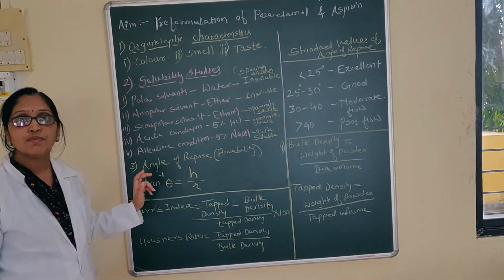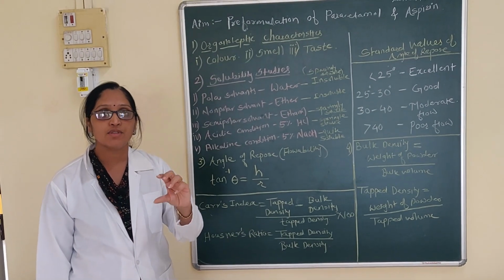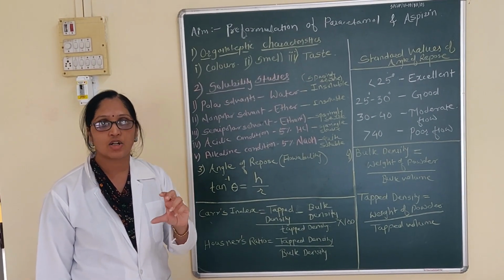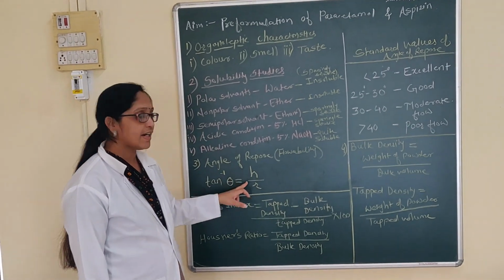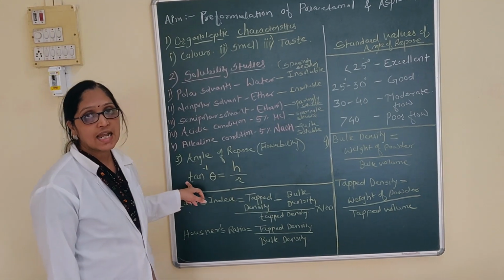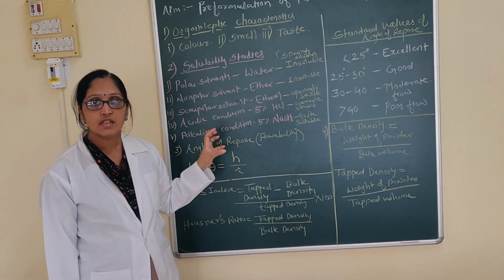After that we performed angle of repose. Whatever heap is obtained, we take the height of that heap, which we had already set, that was 2.5. We calculate the radius, and from this we find tan inverse theta, the actual angle.